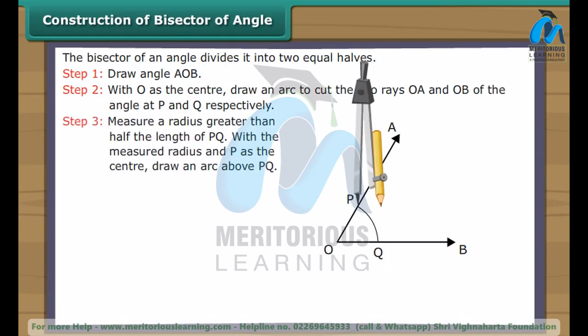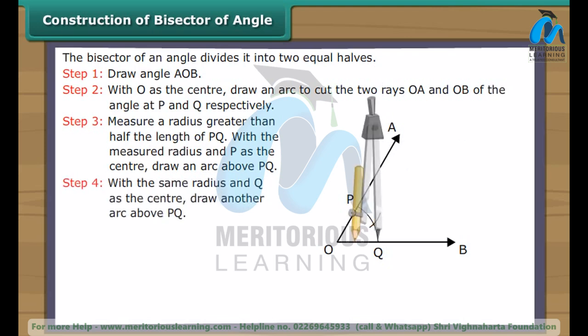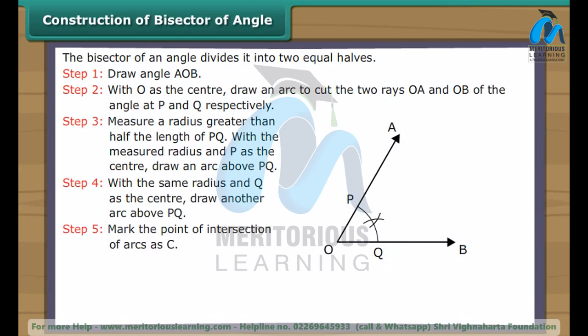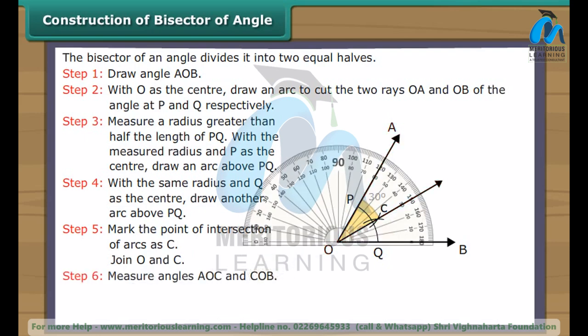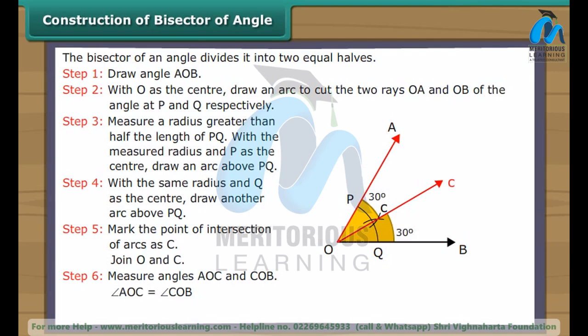Measure a radius greater than half the length of PQ. With the measured radius and P as the center, draw an arc above PQ. With the same radius and Q as the center, draw another arc above PQ. Mark the point of intersection of arcs as C. Join O and C. Measure angles AOC and COB. Angle AOC is equal to angle COB. Therefore, OC is the bisector of angle AOB.